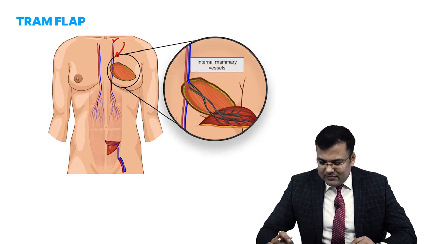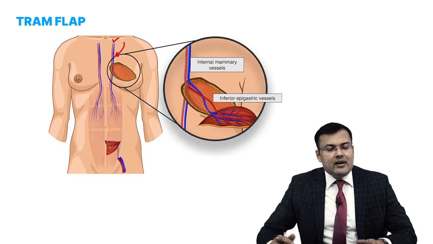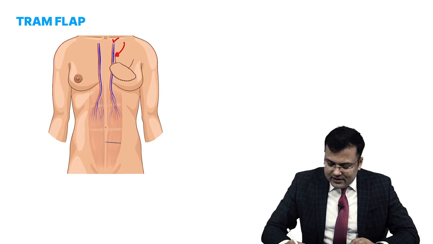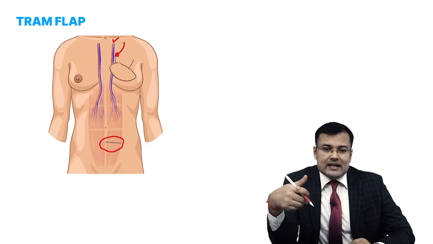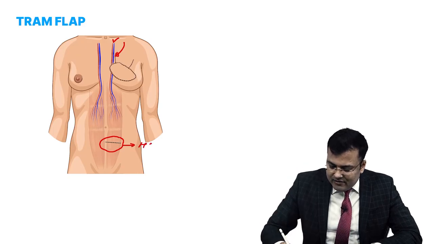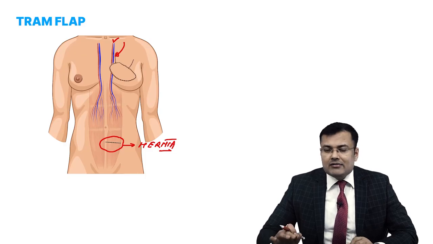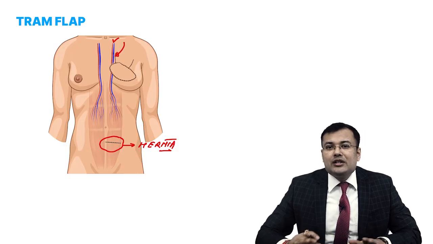But what is the big problem after this? You can see this kind of reconstruction is done. It's a type of free flap. There is anastomosis between internal mammary and inferior epigastric. But after surgery, there is weakness. Why? Because you have cut the muscle and that muscle has been taken in infraumbilical region. So because of this, what's the big problem? Patient is having increased risk of hernia. That's why TRAM flap, it is most commonly used flap, but this is not the best flap.